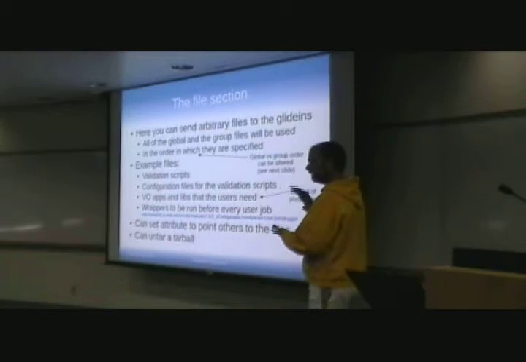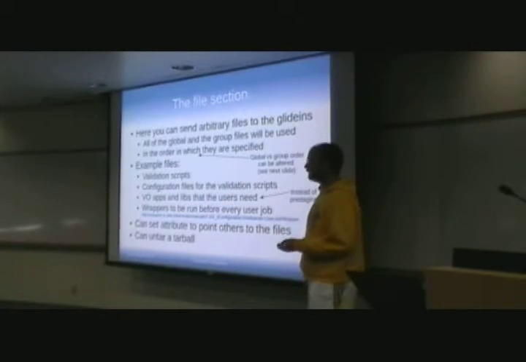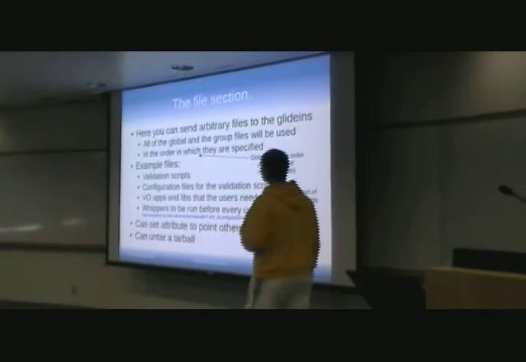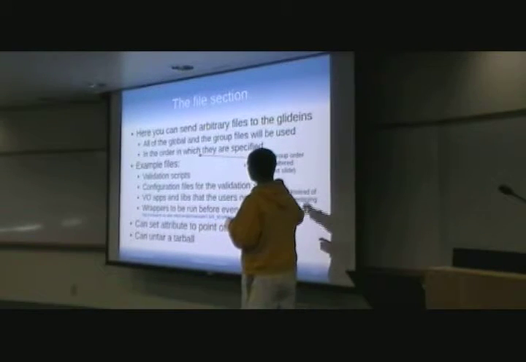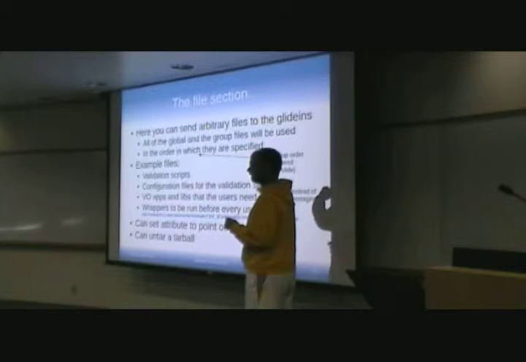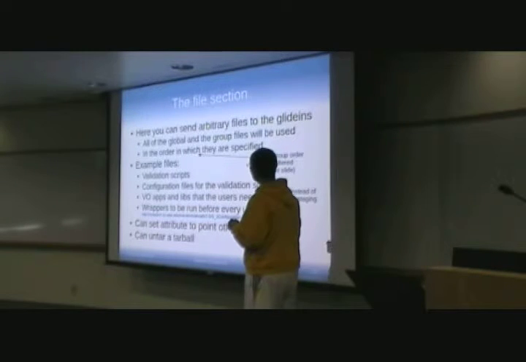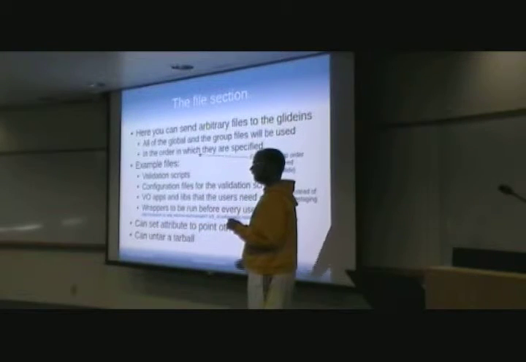Another section that is both in the global and in the group section is the file section. This is where you can send any file you like to the glideins. You have both the global and the group files, and you will get both the global and the group files sent to the worker node, and they will be downloaded, and in the scripts, they will be executed in the order in which they are listed.